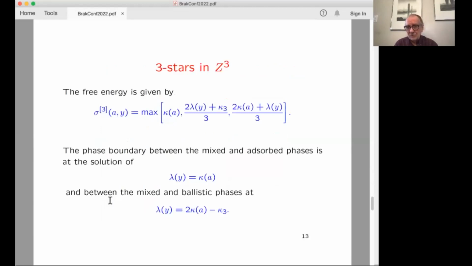Now, there are phase boundaries, of course. Phase boundaries correspond to places where 2 of those free energies are equal. So if the first and third of those are equal, then that means that lambda of y equals kappa of A. So the phase boundary between the mixed and the adsorbed phases corresponds to the solution of the equation lambda of y equals kappa of A. And there's a phase boundary between the mixed and ballistic phases, and that's given by the solution of lambda of y equals 2 kappa of A minus kappa 3.